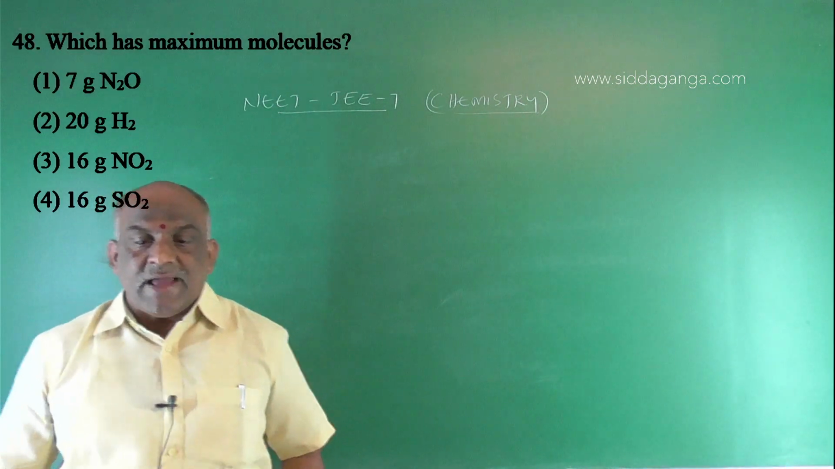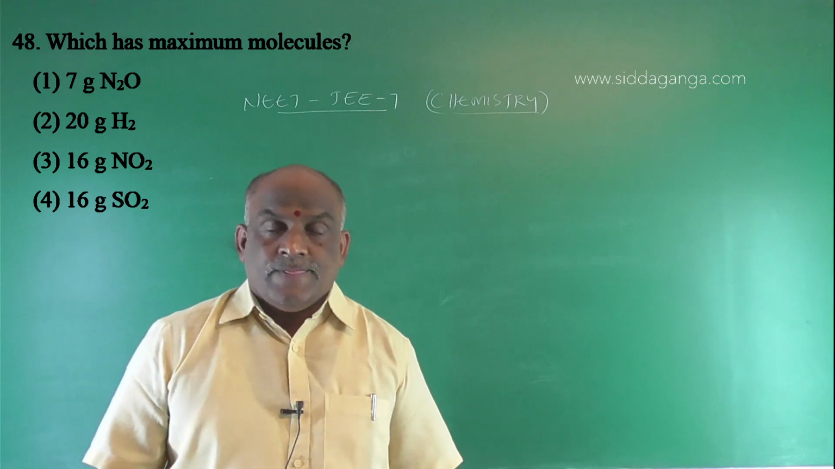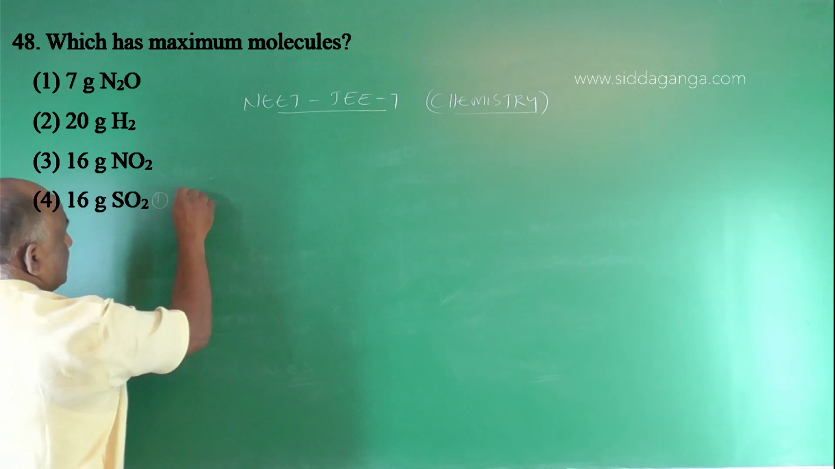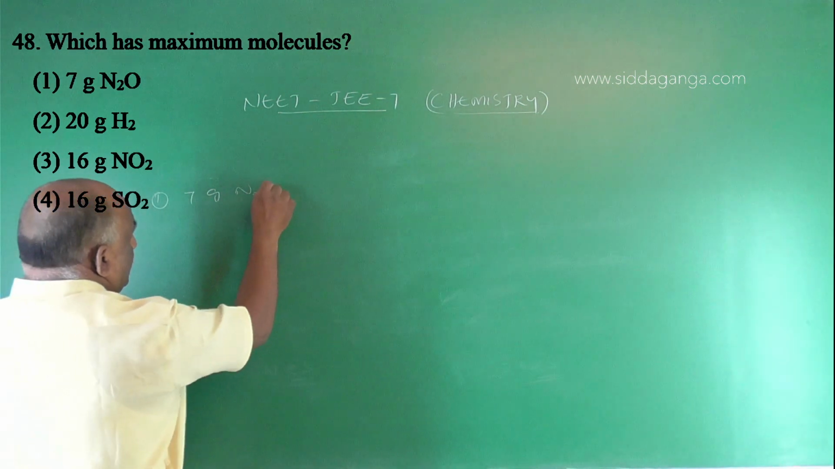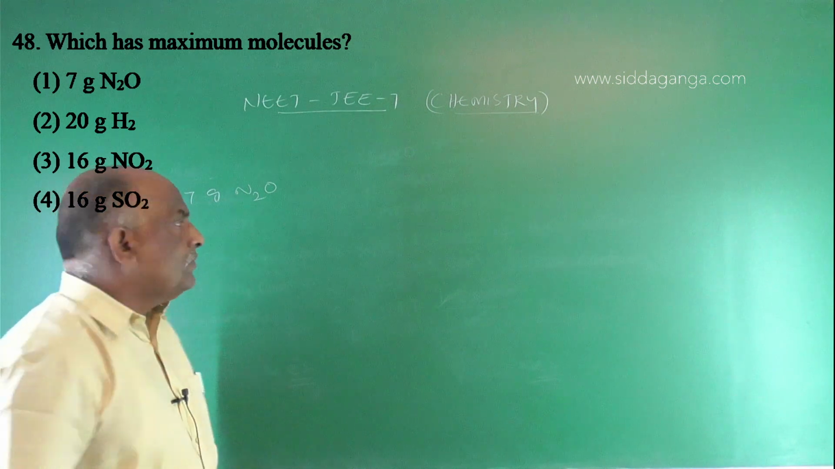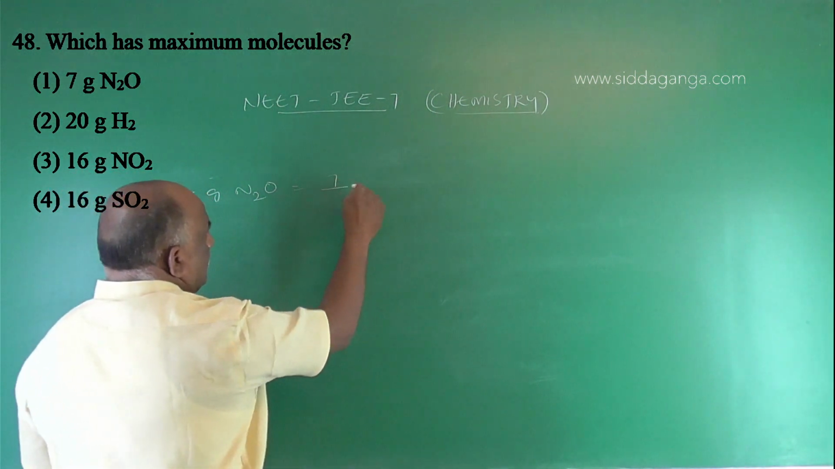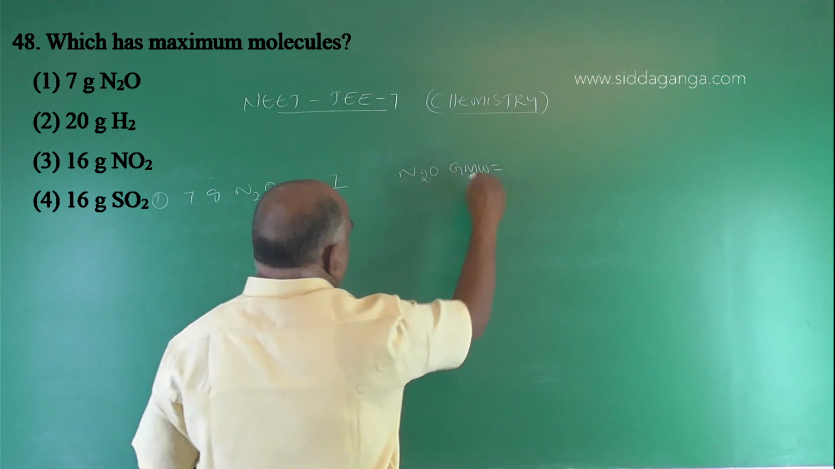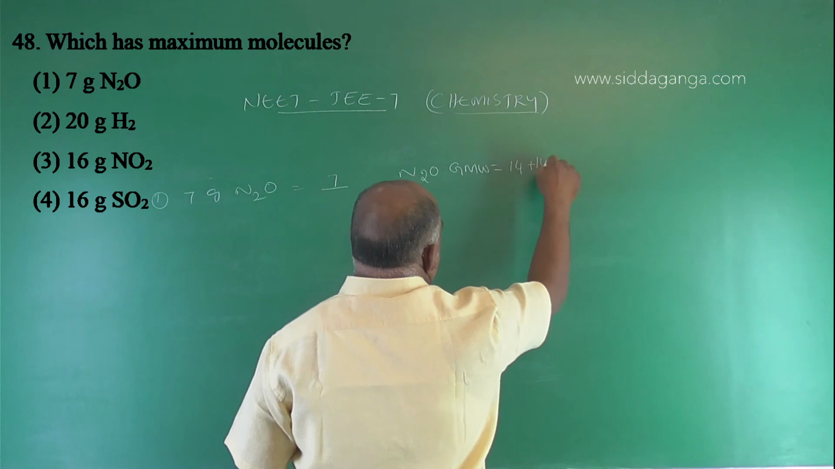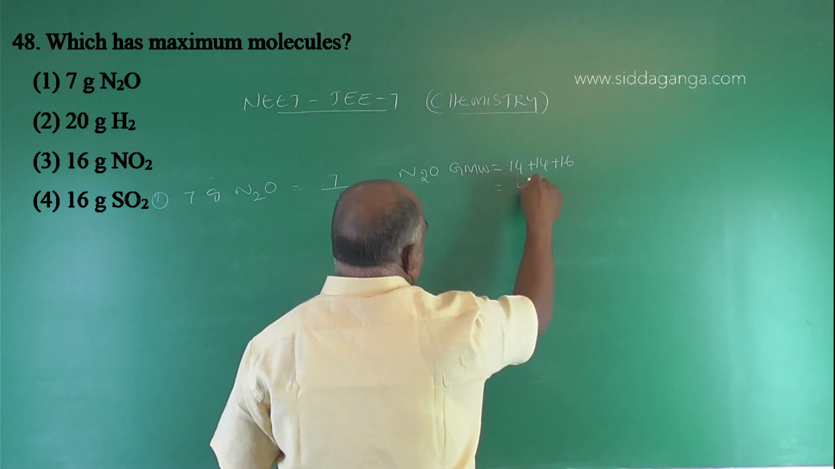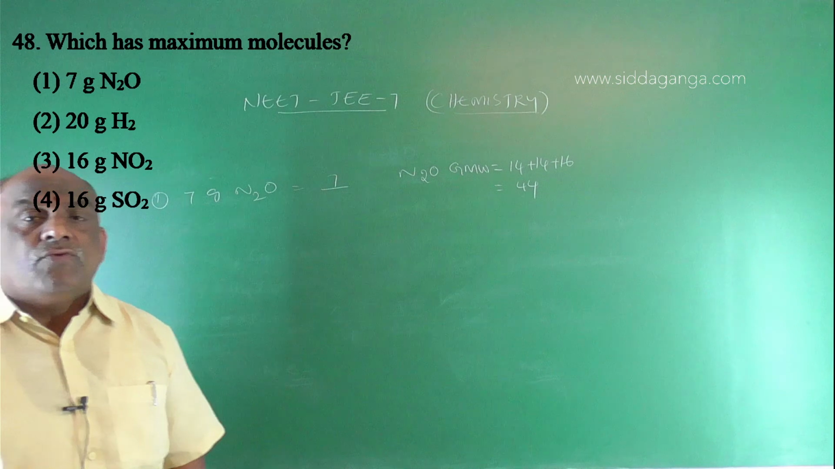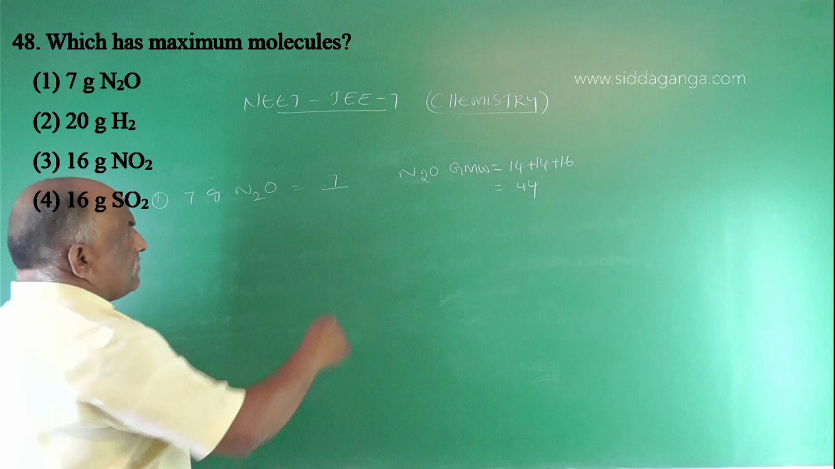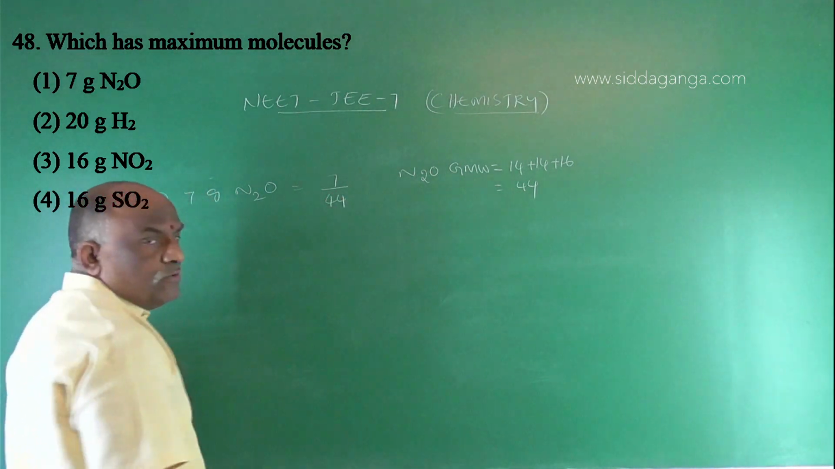Which has maximum molecules? Option 1 is 7 grams N2O. The gram molecular weight of N2O is 14 plus 14 plus 16, which is 44. Weight by gram molecular weight is the number of moles. So 7 grams of N2O means 7 by 44 moles.